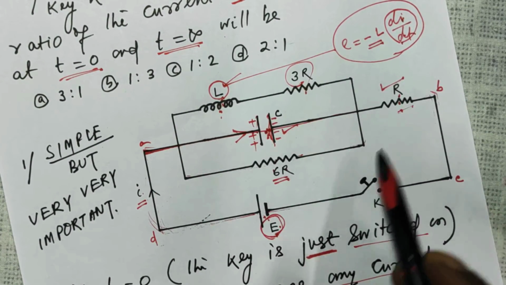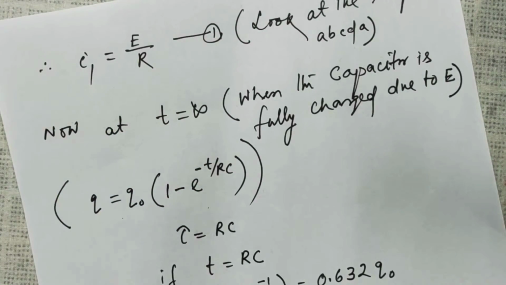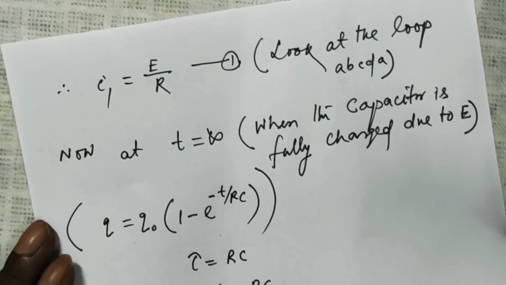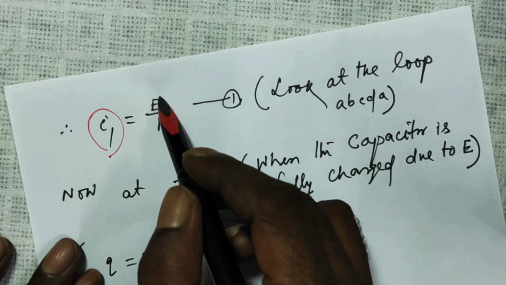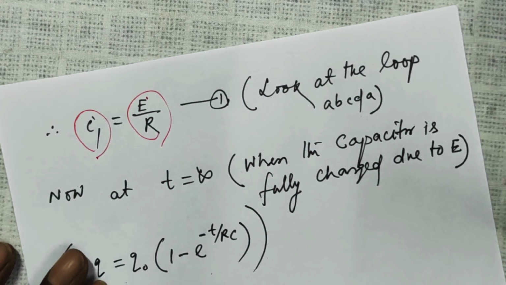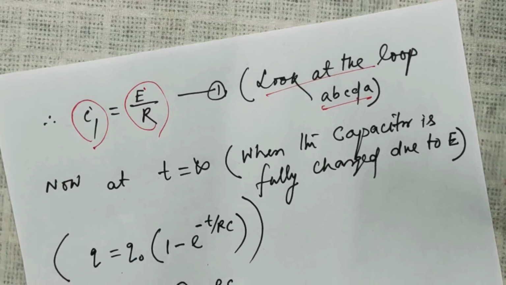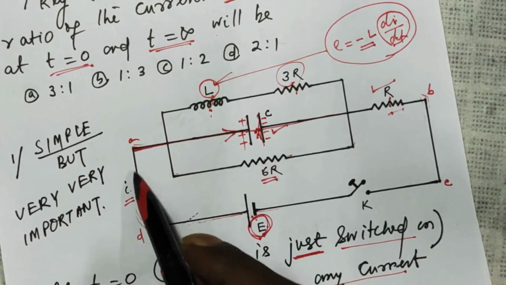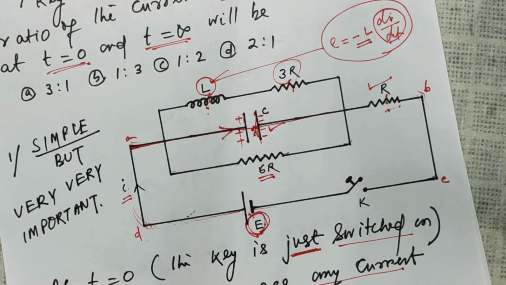and in this part there is a resistance, there is a source of EMF. So the first current at t is equal to 0 will be, let it be I1, voltage over resistance. That is, look at the loop A, B, C, D, A, which I just explained. This loop A, B, C, D, A, right?